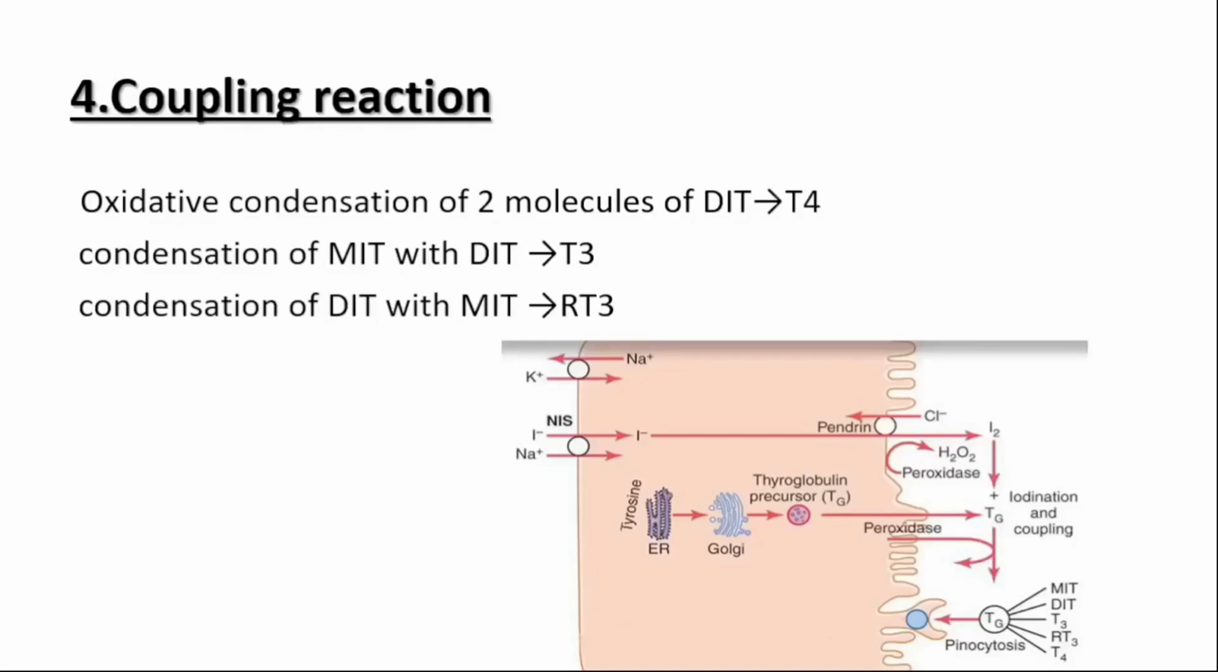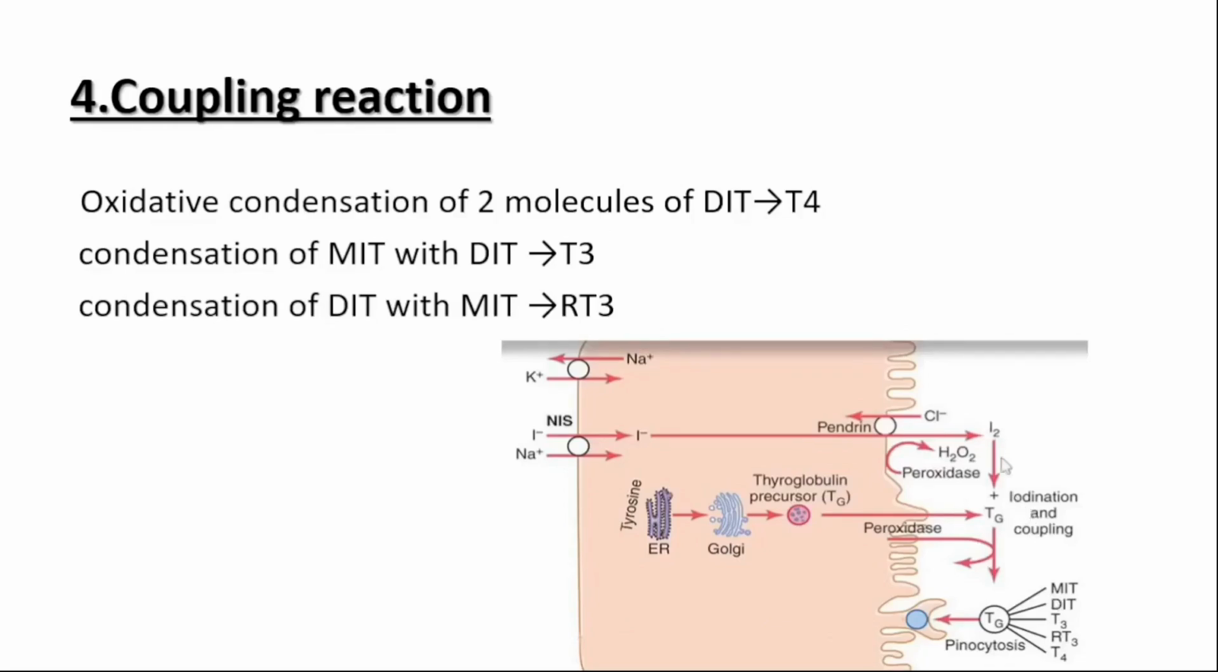The next step is coupling reaction. So we know that monoiodotyrosine and diiodotyrosine are formed within the thyroglobulin. Now there will be oxidative condensation of 2 molecules of diiodotyrosine that results in the formation of T4. When there is condensation of 1 monoiodotyrosine with diiodotyrosine, that results in the formation of T3, that is triiodothyronine. Then when there is condensation of a diiodotyrosine with a monoiodotyrosine, you will get reverse T3, which is inert.